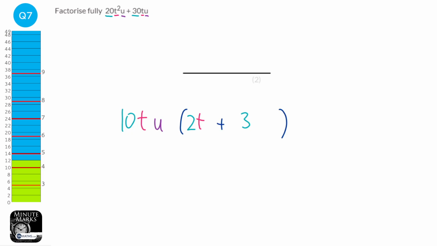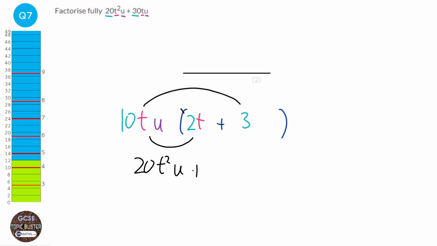Now, always when you do this, expand the bracket to check if you've made any mistakes. So I'm going to do smiles and rainbows. There's loads of different methods. So 10 times 2 is 20, t times t is t squared, and then the u, plus 10 times 3 is 30, times t times u. So we know we've got the right answer. So our answer is 10tu brackets 2t plus 3.